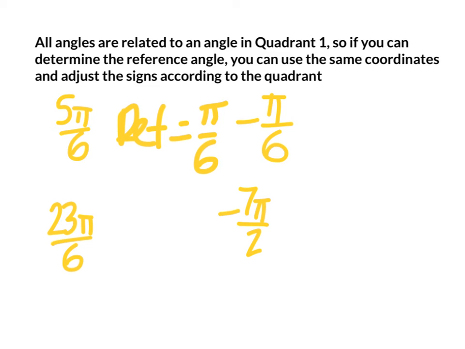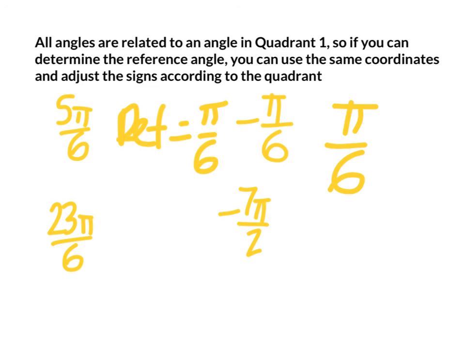With negative pi over 6, we know that that's going in the clockwise rotation, so thus it's actually 11 pi over 6 if it's going counterclockwise. Thus it's in the fourth quadrant, meaning that we would do 2 pi minus 11 pi over 6, which would get us pi over 6, so the reference angle is pi over 6.